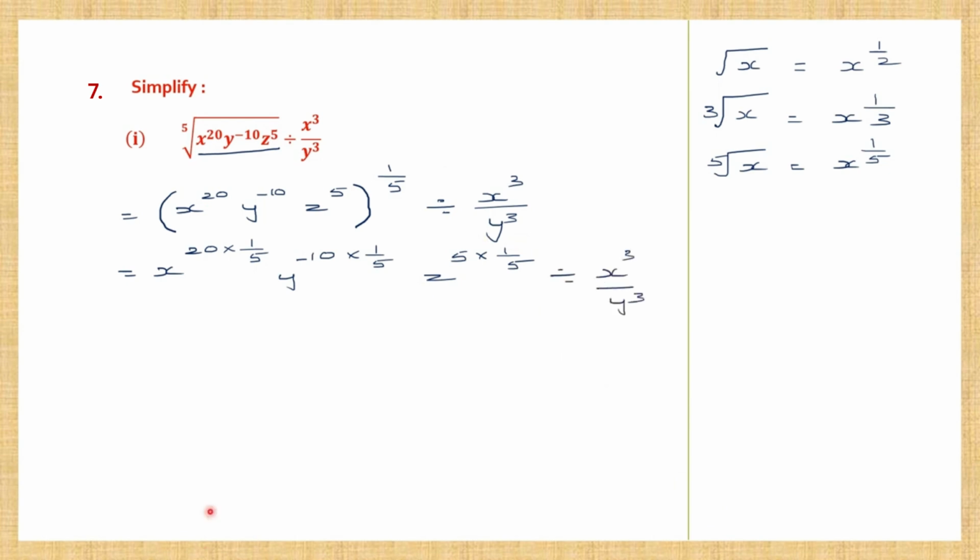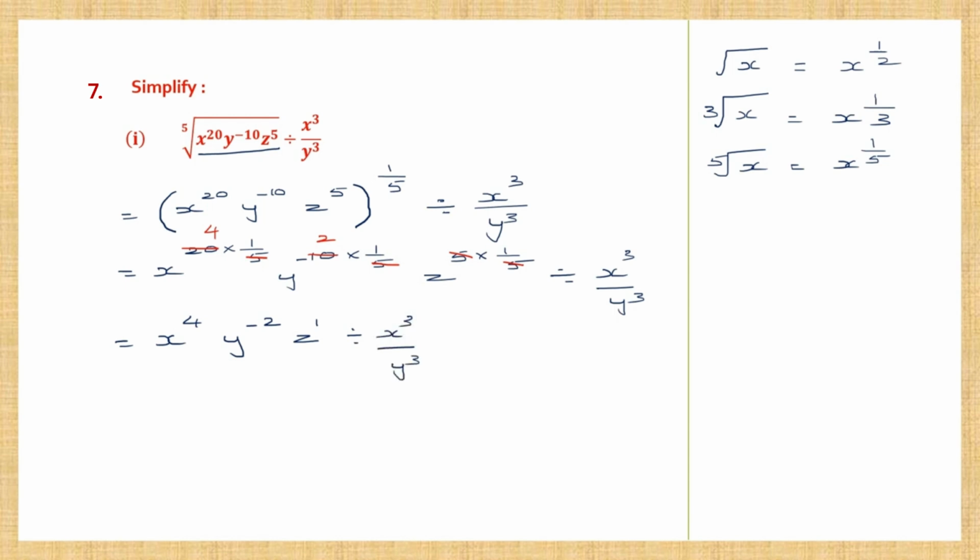So now here, just look at each of these. We can cancel. So let's see what we can cancel in the powers. 5 ones are 5, 5 fours are 20. Here 5 ones are 5, 5 twos are 10. Here 5 and 5 get cancelled. So now let's see what is left in all these and write it as it is. So this is x raised to the power of 4 into 1 is 4 into y raised to the power of minus 2 into 1 is minus 2 into z raised to the power of 1 divided by x to the power of 3 by y to the power of 3.